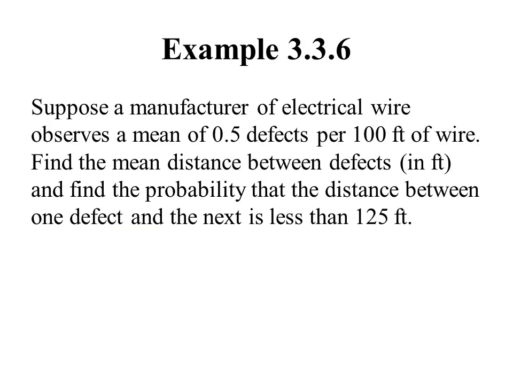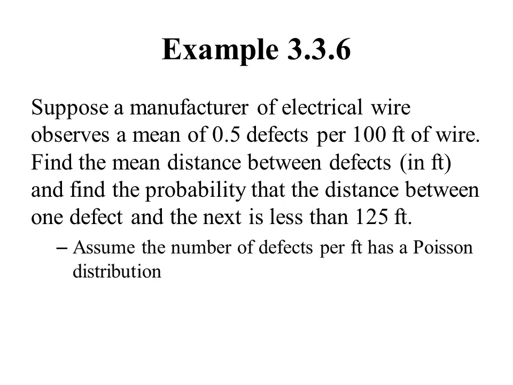To illustrate a simple example of this, suppose a manufacturer of electrical wire observes a mean of 1/2 defect per 100 feet of wire. Find the mean distance between defects in feet, and find the probability that the distance between one defect and the next is less than 125 feet.